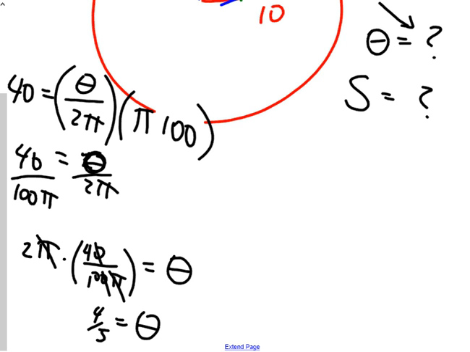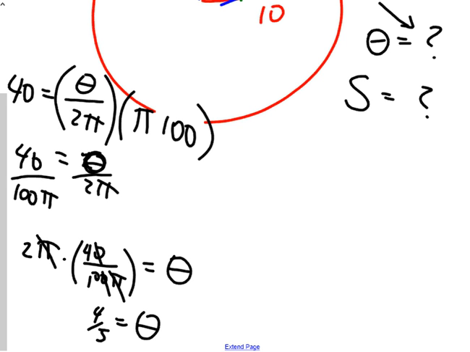4/5 of a what? 4/5 of a degree? No, 4/5 of a radian. What is 4/5 of a radian? Do you get it's a little less than 1 radian? Remember a radian's like 57 degrees? Okay, so it's a little less than 1 radian.